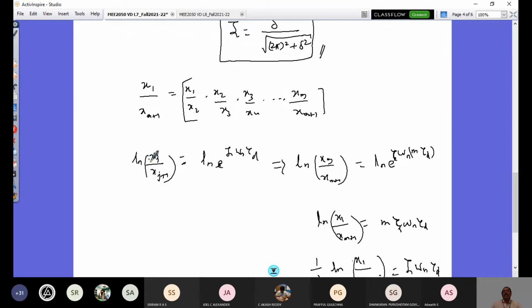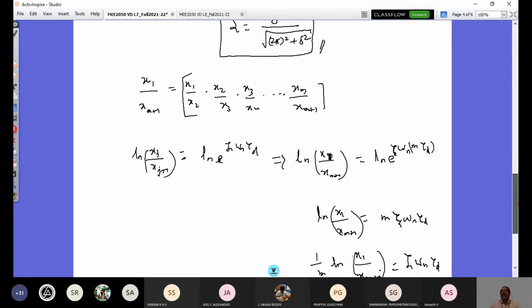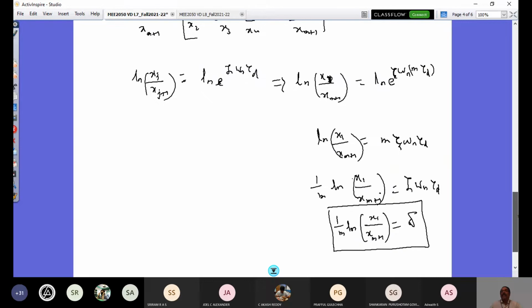So if it is for ln of x1 by x(m plus 1), you can see here this is not m, this is 1, right? x1 by x(m plus 1) is going to be this. Since it is a natural log and an exponential power, this value comes straight away on this side. So I bring 1 by m here, and I have on my right hand side what we just defined as the logarithmic decrement.